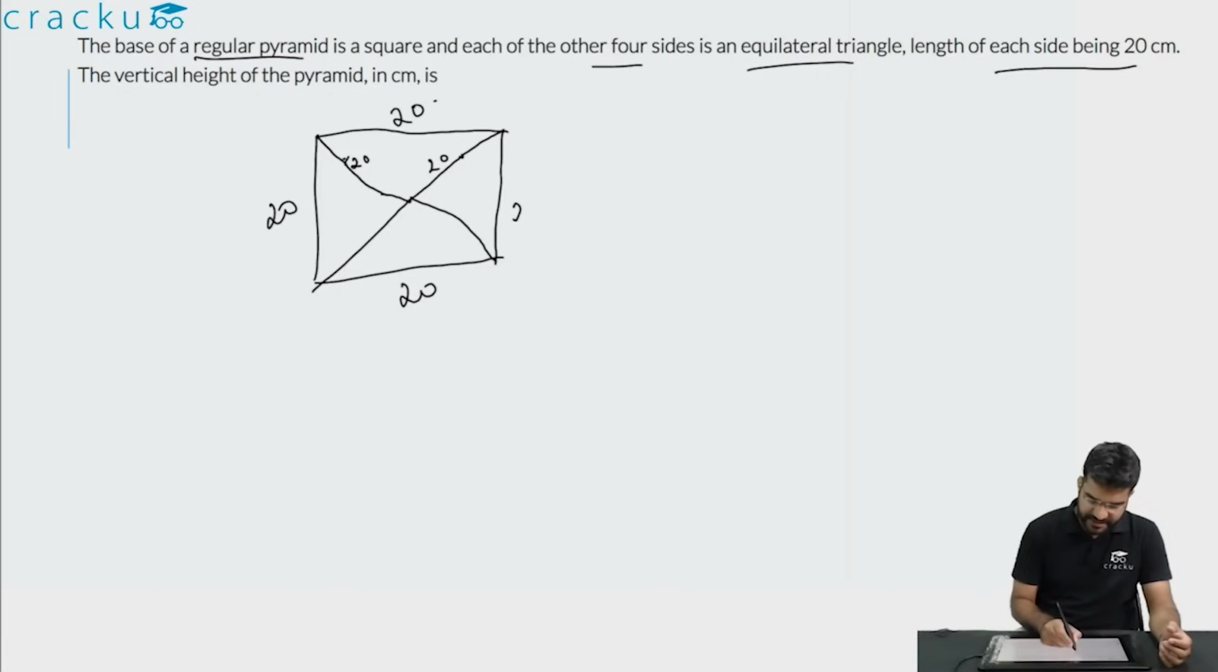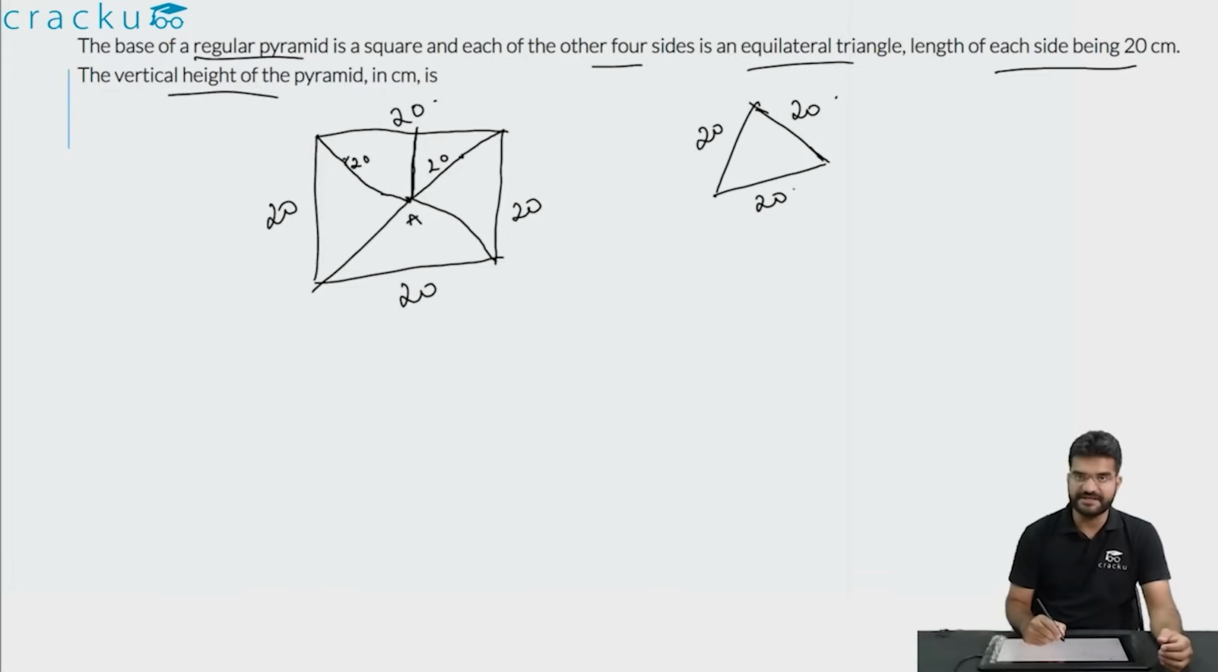Now, notice that this is the apex of the pyramid, which is at the top. Now, we are required to find out the vertical height of this pyramid. So, what we will first do is, for each of the equilateral sides, we will find out the length of the median. So, if you are looking only at one of the sides of the pyramid, we know that it is an equilateral triangle of side 20 centimeters.